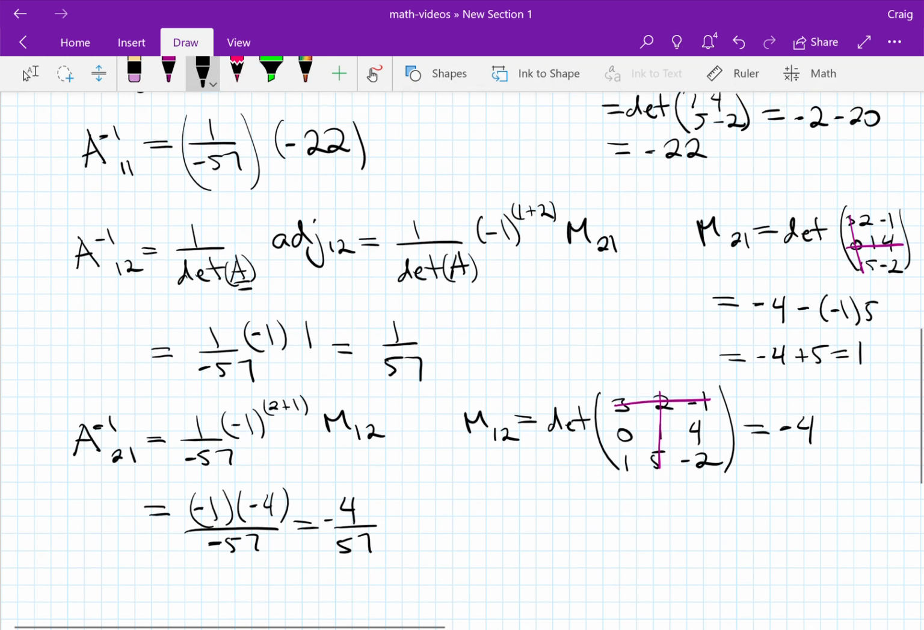And we could go on and we could do this for the other 6 elements of that 3 by 3 matrix.